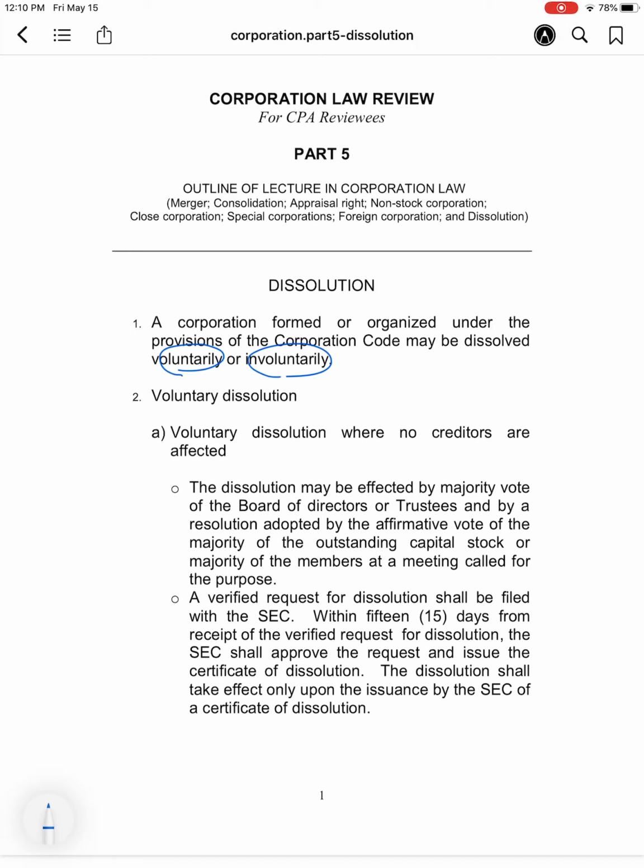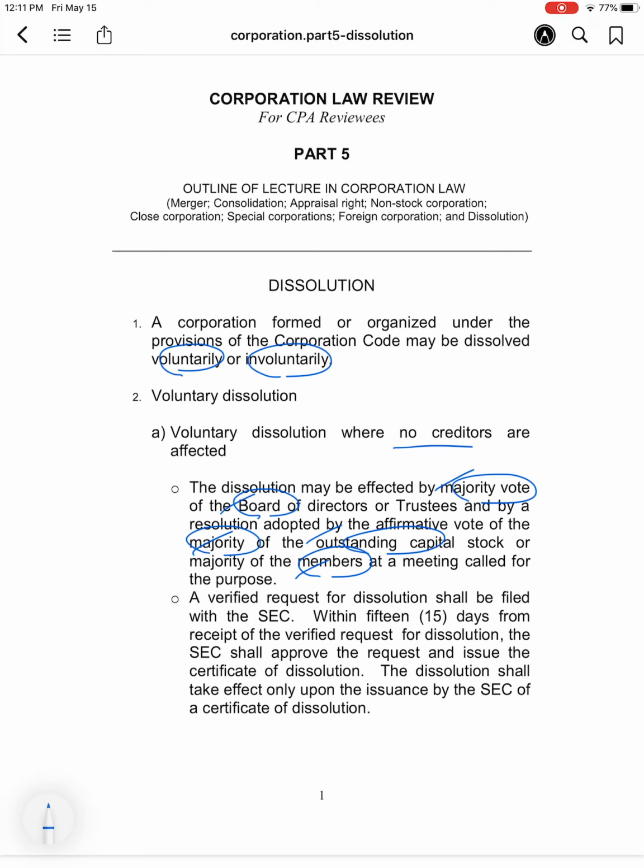Number 2, voluntary dissolution. Letter A, voluntary dissolution where no creditors are affected. The dissolution may be effected by majority vote of the board, and by resolution adopted by affirmative vote of the majority of the OCS or majority of the members at a meeting called for the purpose. So yung voting requirement, majority of the board and majority of OCS or members.